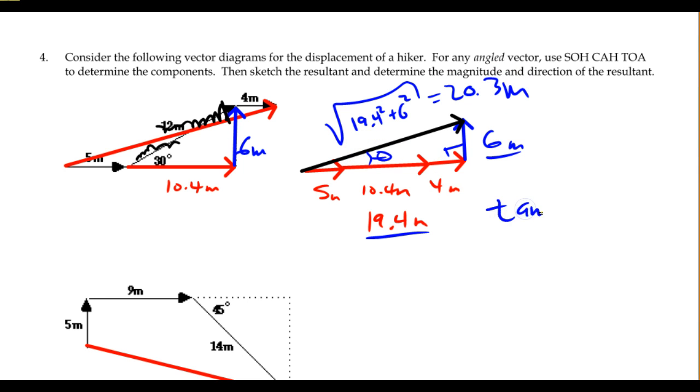And we'd also want to figure out this angle. I like to again use inverse tangent of theta. Again, what I'm doing is asking the calculator to tell me what angle goes with this ratio, the opposite over the adjacent. So it's going to be the inverse tangent of 6 divided by 19.4. And we're looking at about 17 degrees. So the final answer for our resultant is 20.3 meters at 17 degrees.